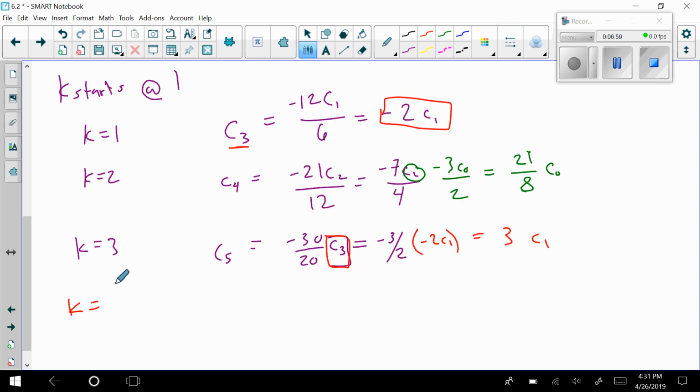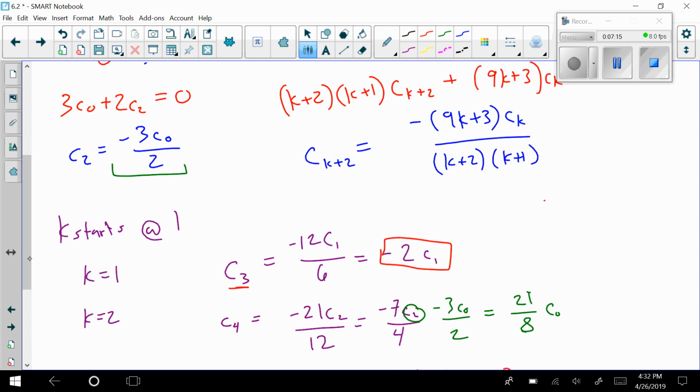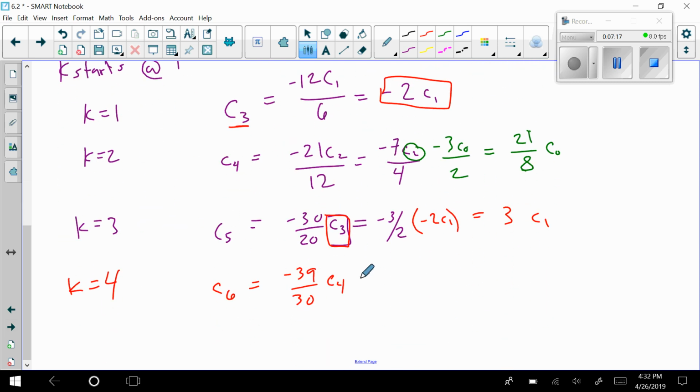If I go through and now I do K equals 4, then I have C sub 6 equals negative 39 over 30, and then that's C sub 4. Of course, what am I doing? I'm plugging this in here, okay? And then that would equal, well, can I simplify? Yeah, that's negative 13 over 10 times C sub 4, but I already know that C sub 4 is this, so then that's times 21/8 C naught. Just doing some canceling and things.